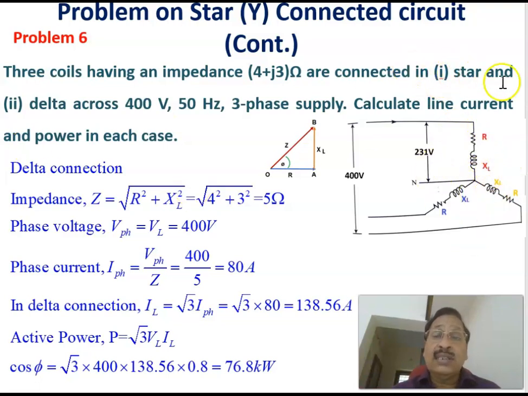Now let us see the star connected case first. Suppose this is a star connected load. Each branch is 4 plus J3, that is, 4 ohms resistance and inductive reactance equal to 3 ohms. And here the supply voltage equals 400 volts. In a star connected system, the phase voltage equals line voltage divided by root 3, which is 400 divided by root 3, or 231 volts. This is the phase voltage.